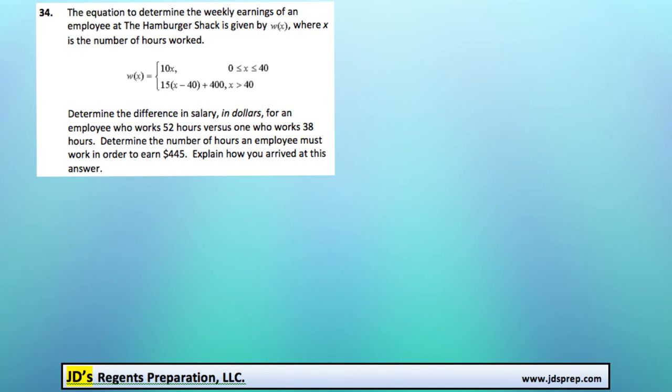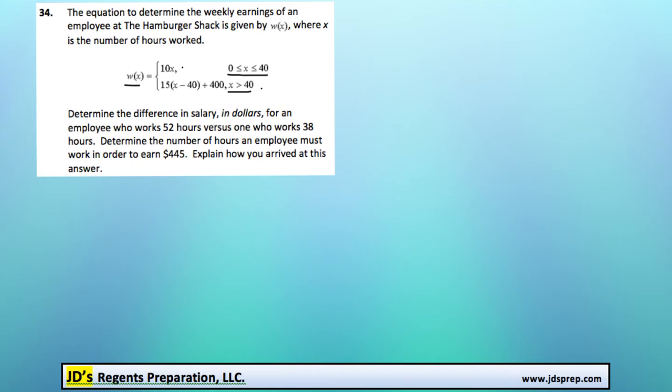And we can see that there are two different possible equations. It's either 10x or 15 times (x minus 40) plus 400, depending on the value of x, right? So if x, the number of hours worked, is between 0 and 40 hours, you would use 10x, and if x is greater than 40 hours, then you would use this other equation. It's kind of like working overtime, right? If you work over 40 hours in a week, then you get paid extra, at least normally.